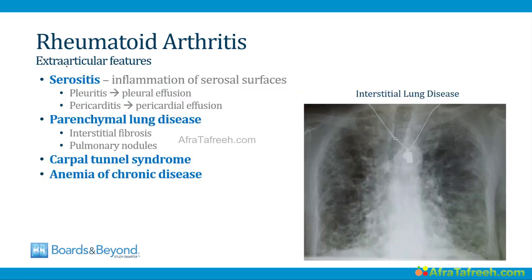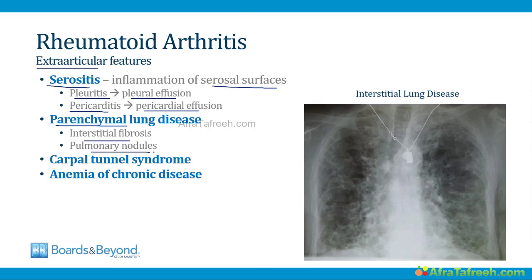Okay, there are lots of non-joint or extra-articular features of rheumatoid arthritis, but I'll go through some of the important ones in the next few slides. First of all, patients with RA can develop serositis, which is inflammation of serosal surfaces, like the pleura or the pericardium. So this can lead to pleuritis and pleural effusion. It can also lead to pericarditis and pericardial effusion. Parenchymal lung disease, which is disease of the lung tissue, is common in RA. Patients can develop interstitial fibrosis and also pulmonary nodules. Carpal tunnel syndrome is also more common in patients with RA, and because this is an inflammatory disease, it can lead to anemia of chronic disease.